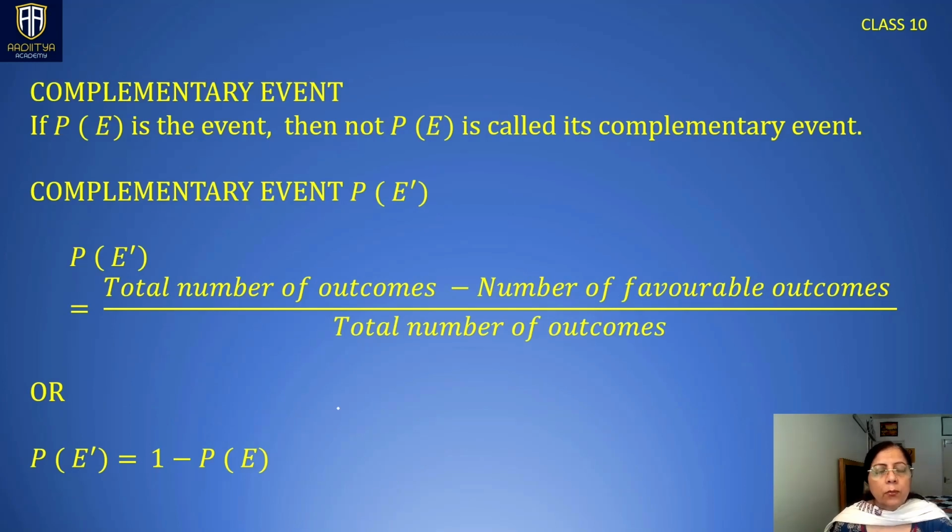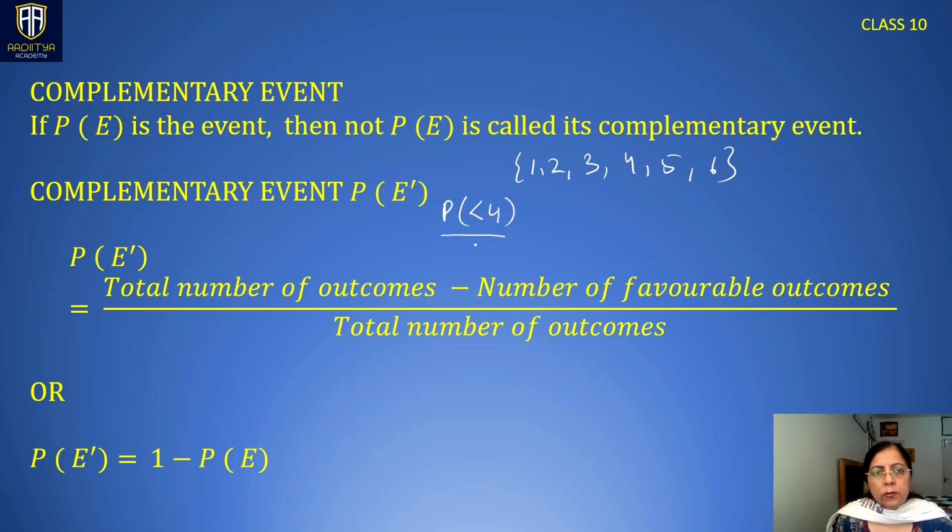Next is complementary event. Now, if E is the event, then not E is called the complementary event. Complementary event means if we have an experiment of throwing a dice. So we know the sample space, it is from 1 to 6. Now, if we consider an event as getting number less than 4.